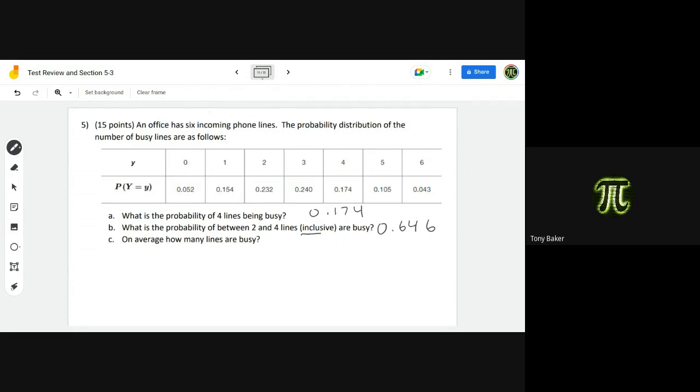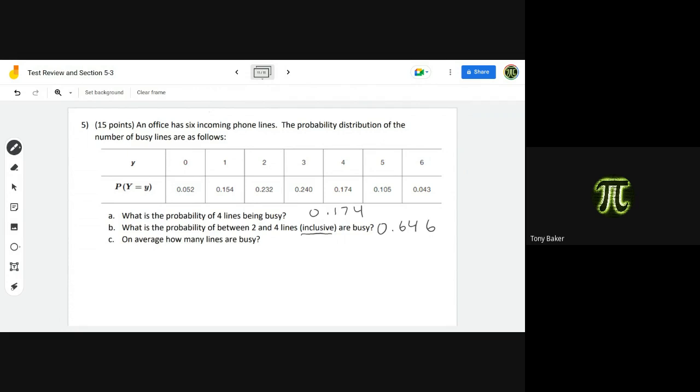Notice it says inclusively. That means you're adding the 2 and the 4. If it said just between 2 and 4 and it didn't actually have that there, technically the answer is 3. It's 0.240. Okay, because between them would be just between them, not adding the endpoints. So it will have inclusively on the test too. So don't worry about that part of it. Okay.